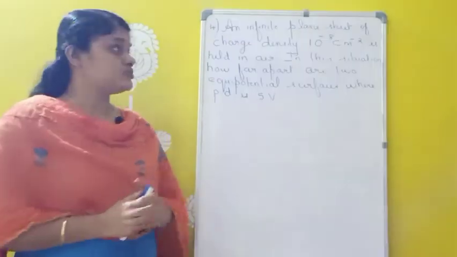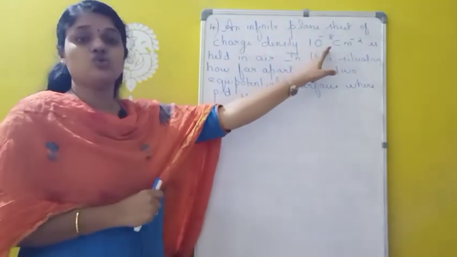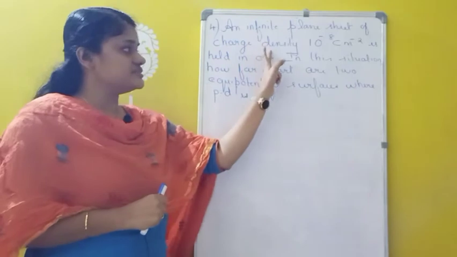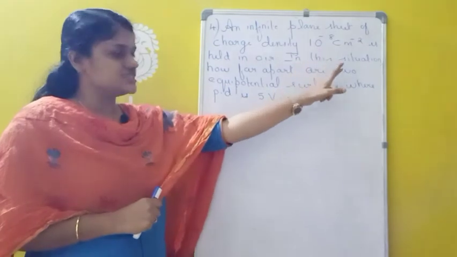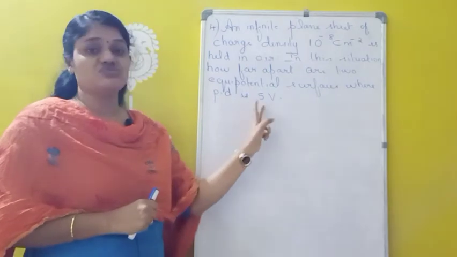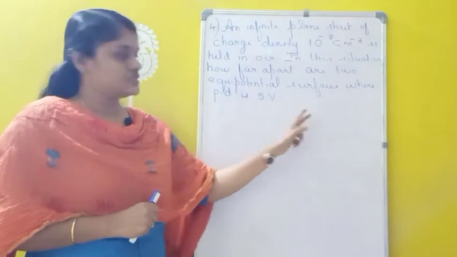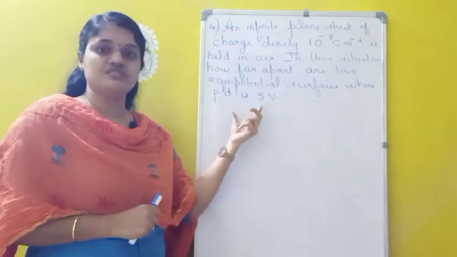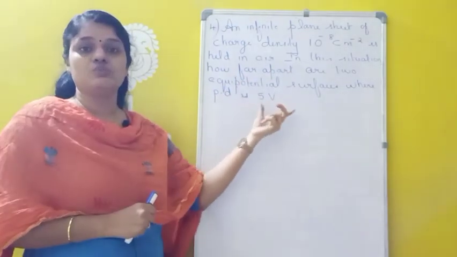Fourth problem. An infinite plane sheet of charge density 10 raised to minus 8 coulomb per meter square is held in air. In this situation, how far apart are two equipotential surfaces where the potential difference is 5 volt? So we have to find the separation between the equipotential surfaces. The potential difference between the surfaces is given as 5 volt, and we have to find the distance between the two equipotential surfaces.